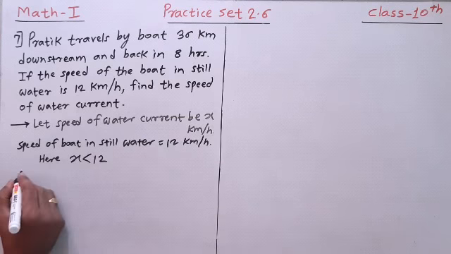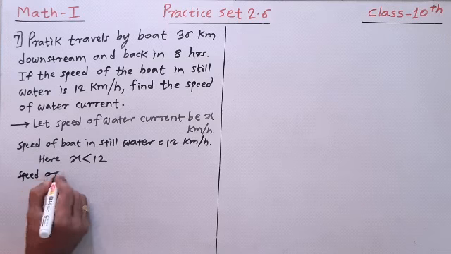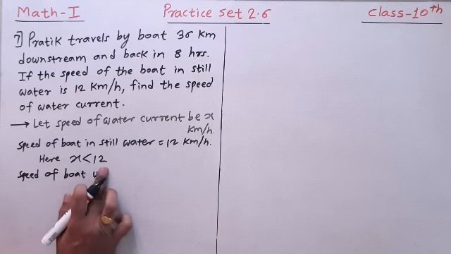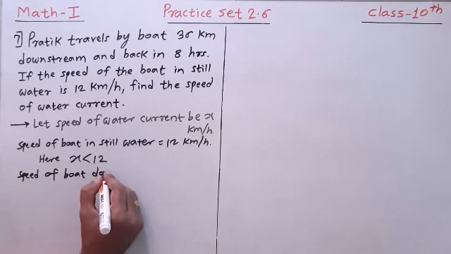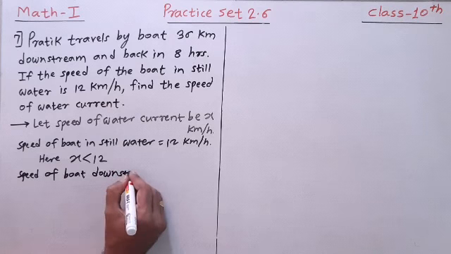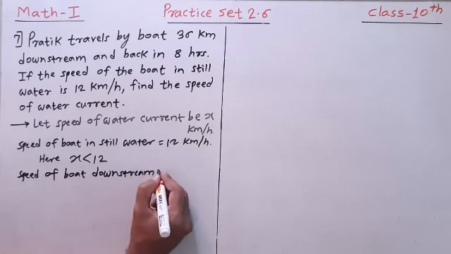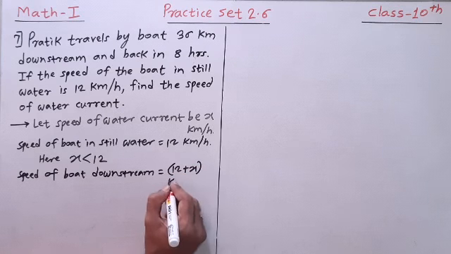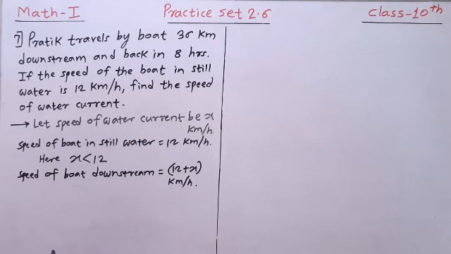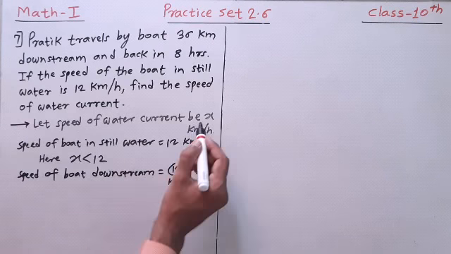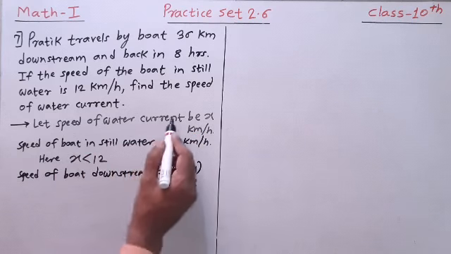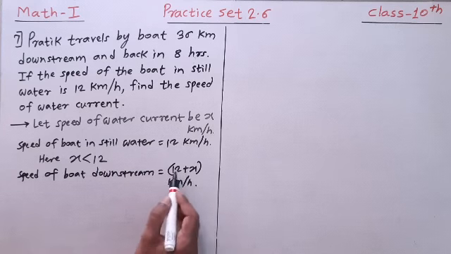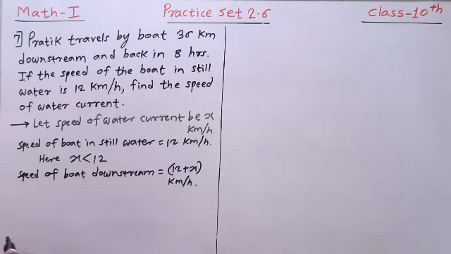So let us write here speed of boat. First is downstream. He moves downstream, in the direction of water current. It is 12 plus x kilometer per hour. When he moves downstream, these both the speeds will be added. The speed of water current plus speed of boat in still water. Addition of these two is the speed of boat downstream.